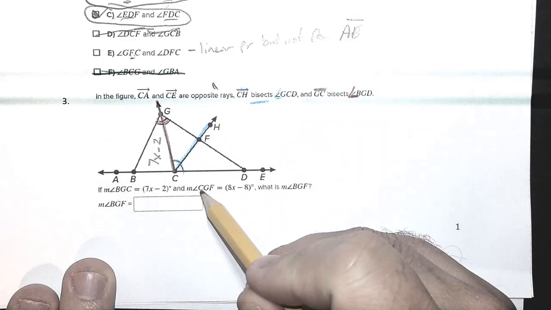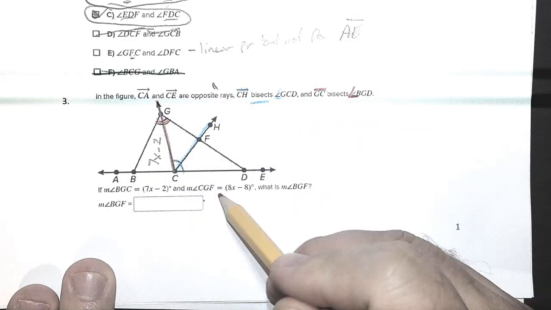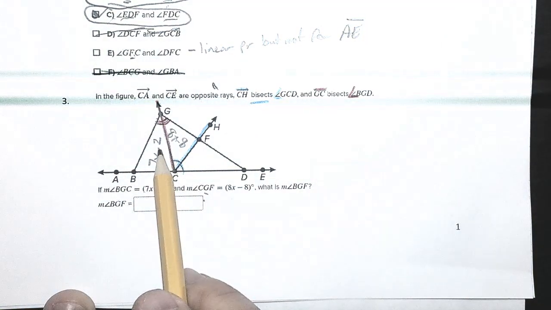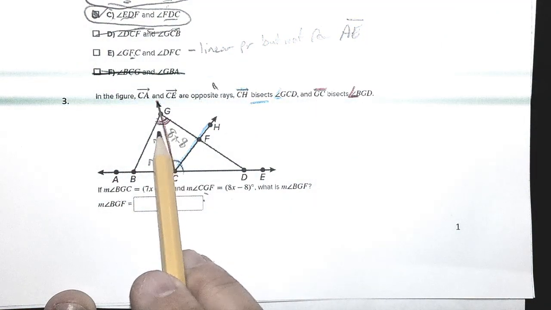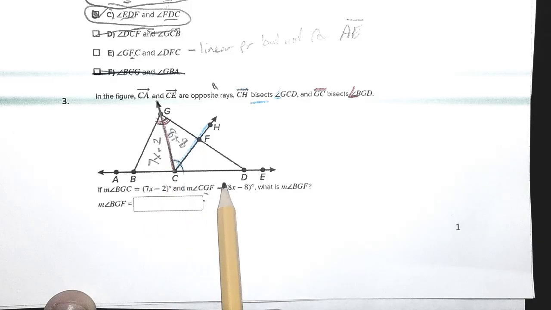Let me see. And then GF, so the other side of that guy, let me try to write it this way. I know it'll be weird, and I'm sorry. 8x minus 8, I think is what, yeah. So notice these two have those congruent symbols. So this is congruent to this.